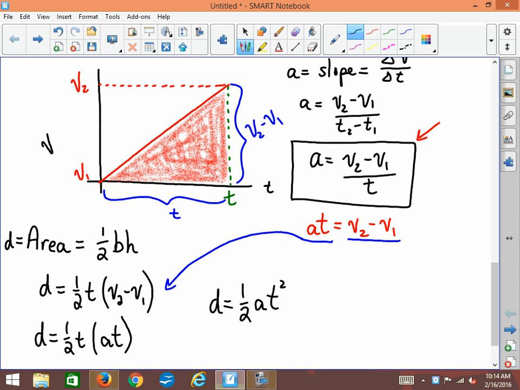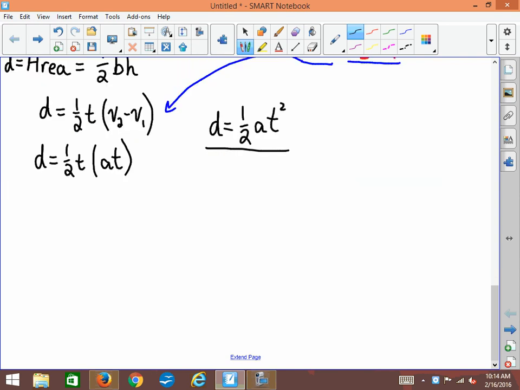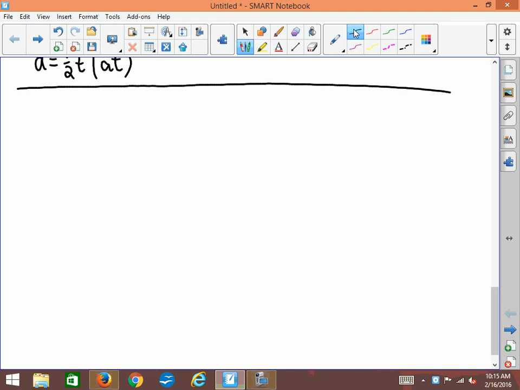So this is an equation that is telling us something about the displacement, d, in terms of the acceleration rate of the object. But we're not quite done, because as I said before, v1 doesn't have to be 0. You see here on the graph, it starts at 0. What if it doesn't? Let's take this one step further and see if we can make it a little more sort of universal, so that it would work for anything.